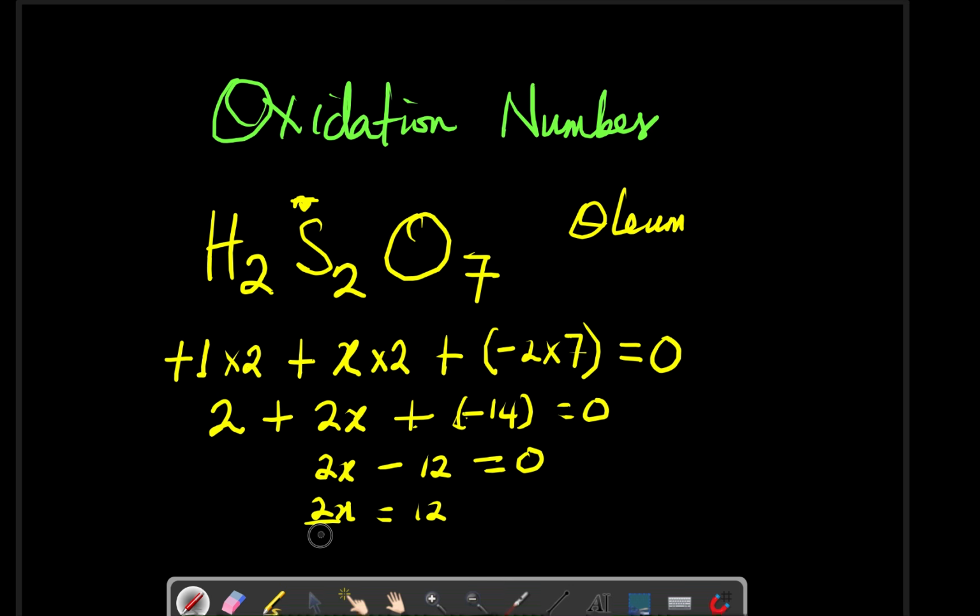So you divide both sides by 2, so you can get the sulfur you're looking for, which is represented as x. Therefore, x will be equal to, what is 12 divided by 2? The result will simply give you 6. That means the oxidation state of sulfur in this compound called oleum is 6.